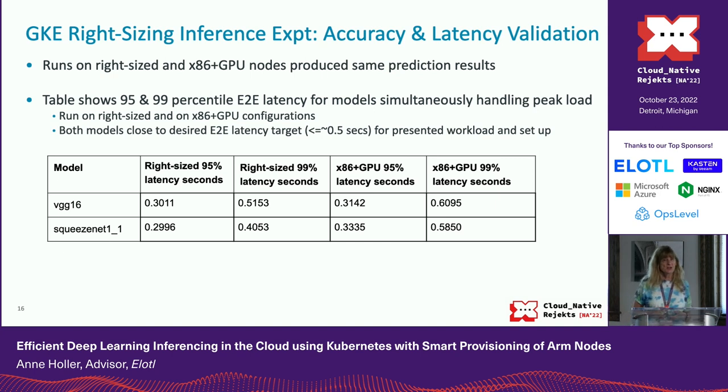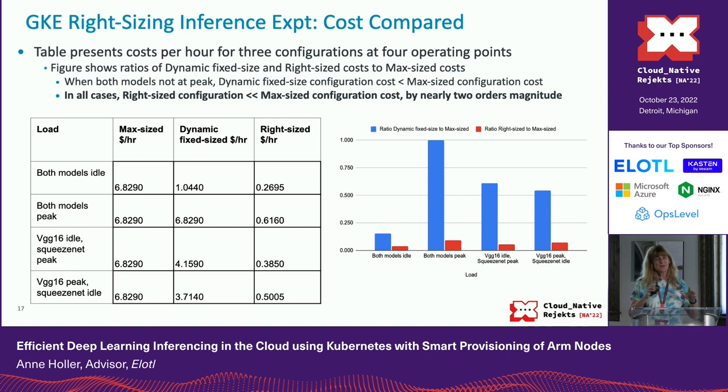So again, we needed to make sure we weren't compromising the accuracy of the model or the latency with which the results were being delivered at peak load. So this is a similar table to what we saw for Oracle, but this is for GKE. On the left-hand side, we have the costs, and on the right-hand side, we have the ratio for the dynamic fixed size to max size and for the right-sized to max size.